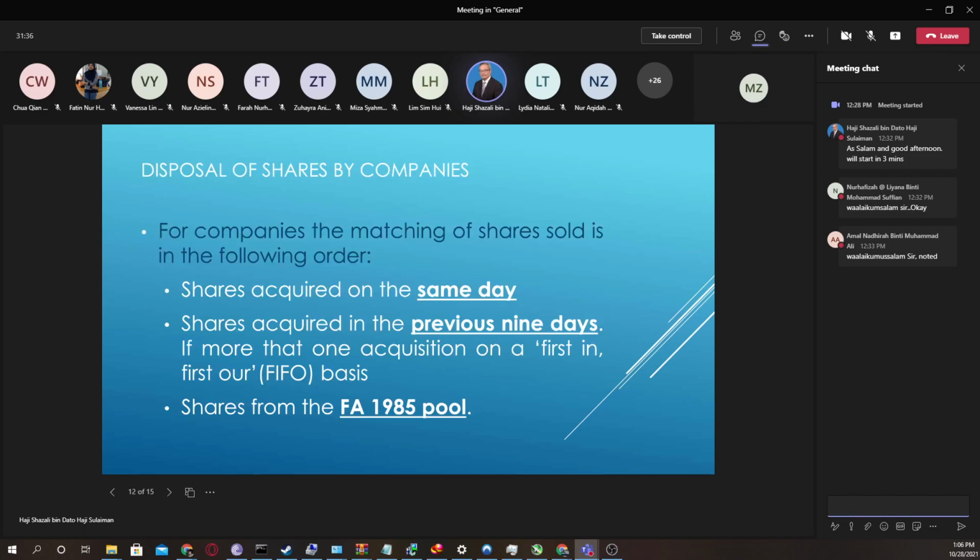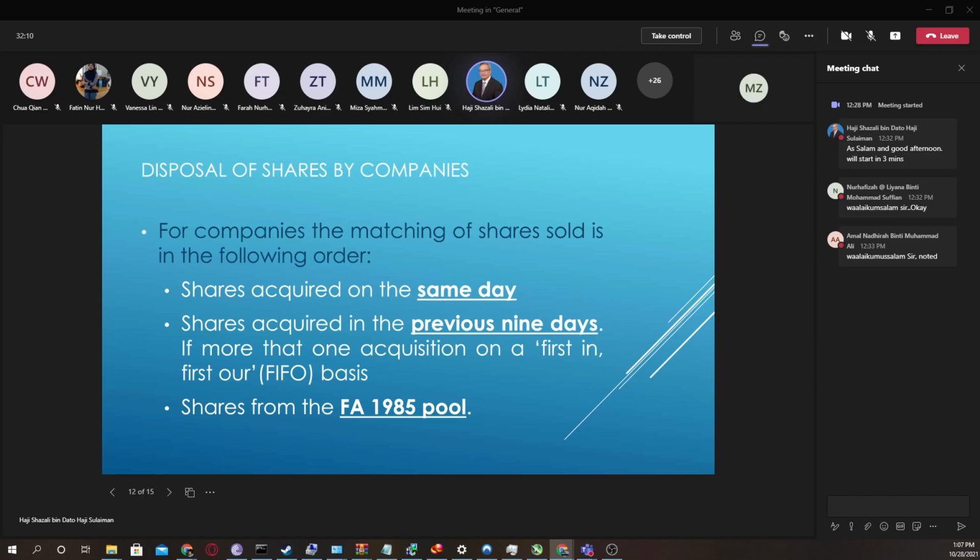Okay, so disposal of shares by companies, these are the matching rules. For companies, the matching of shares is in the following order. Similar to individuals, shares acquired on the same day. Did we acquire any shares on the same day? Then shares acquired in the previous 9 days. For individuals, it's the following 30 days. And then shares from the FA 1985 pool.